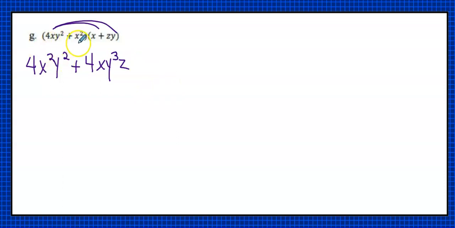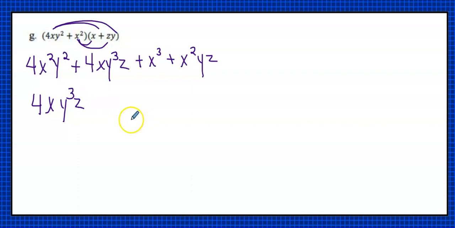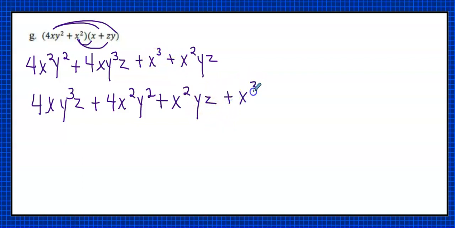And then we will distribute this. X squared times x is x cubed. X squared times zy is going to be x squared, we'll change that around to yz. Okay, so this is 4th degree, this is 5th degree, 3rd, and 4th. So we need this term right here to be first if we want to change it to standard form. And then the next one is going to be this one. And then after that one will be this one. And then the last one will be the x cubed. So that's standard form.